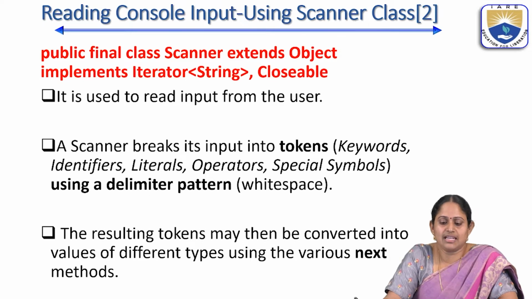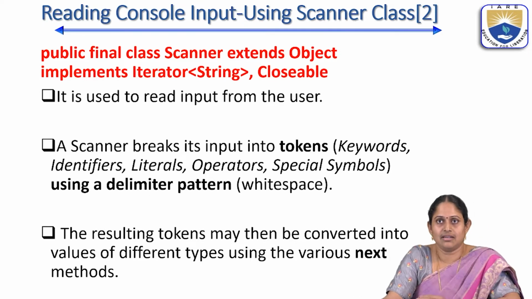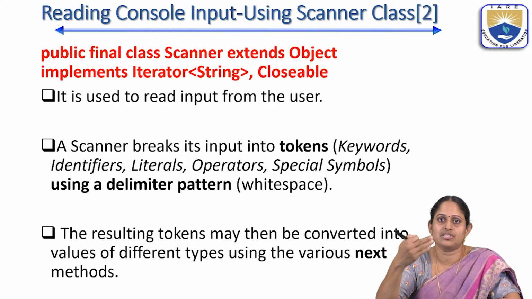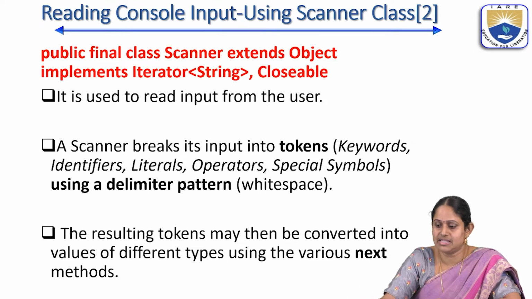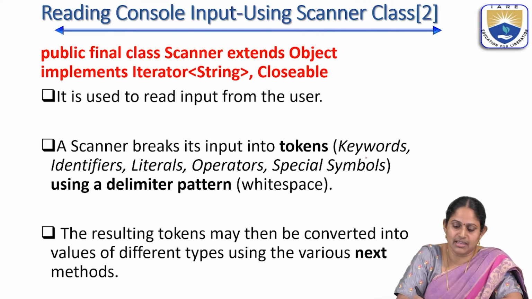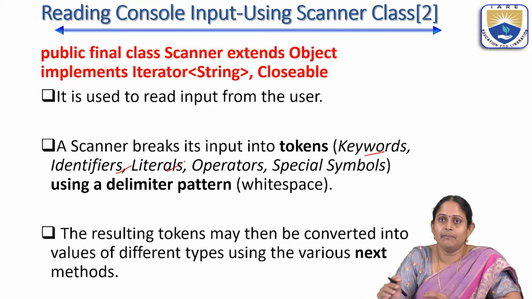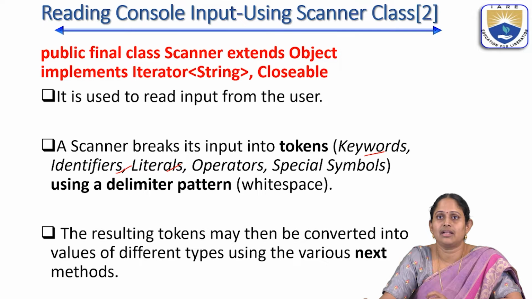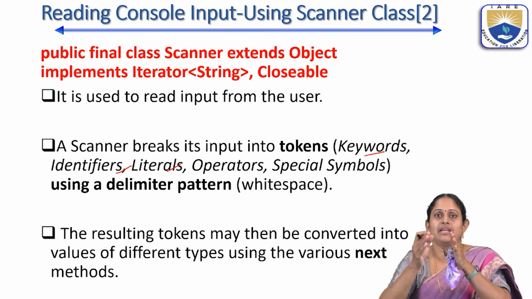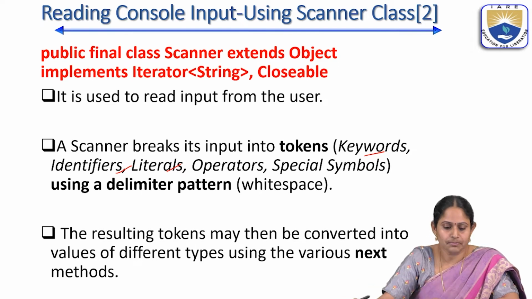Now, using the Scanner class, it will read the data which is being passed through the keyboard. They will be separated into tokens. The Scanner class will read the input and it will be split into different tokens like keywords, identifiers, etc. And on what basis will it split? It is using the delimiter. A delimiter is used to split whatever input string was read from the keyboard.